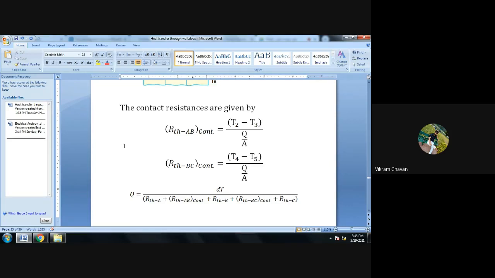divided by Q by A. Okay, so if you want to determine the heat transfer rate when the contact resistance is provided to you, in that case we have to add the contact resistance into the total resistance. Whatever resistance we are calculating, we have to add that particular contact resistance also. So Q is equal to dT divided by R_TH,A, the wall A thermal resistance, plus R_TH,AB contact, the contact resistance between walls A and B, plus R_TH,B, the thermal resistance of wall B, plus R_TH,BC contact, the contact thermal resistance between walls B and C, plus R_TH,C, the wall C thermal resistance.